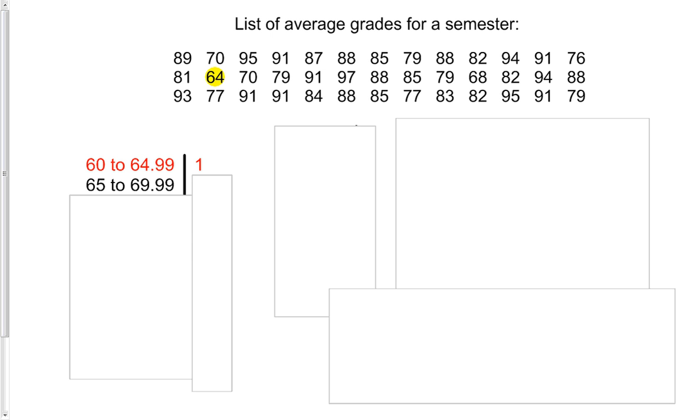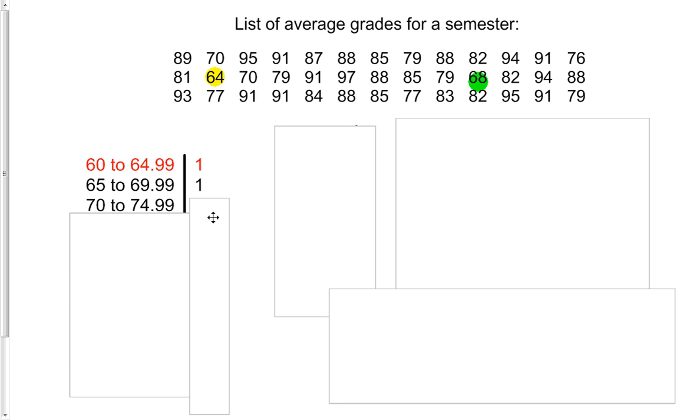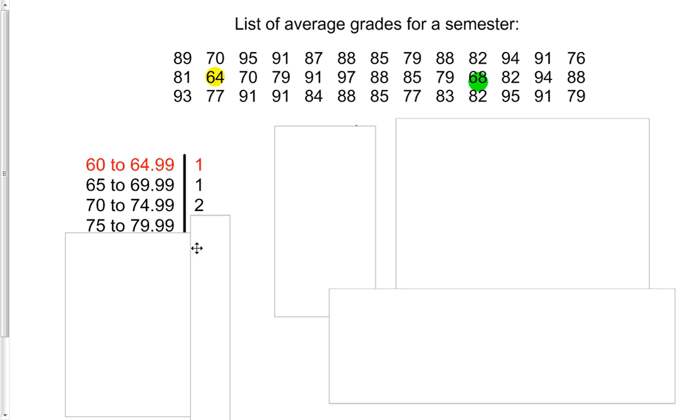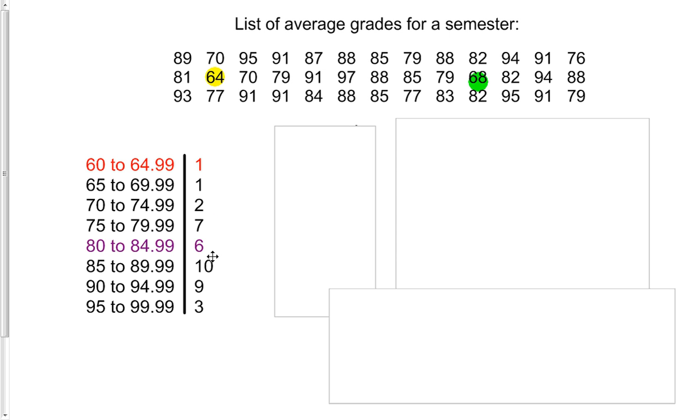And then you go on, 65 to 69. We saw we had a 68 in here, but I think that's it. So then we'll just have one of those also. And you go on and keep doing that and keep putting them into bins. And you'll notice that at first it might seem a little arbitrary why I picked 60 to 65, 65 to 70, and so forth as my bucket sizes, my bin sizes.